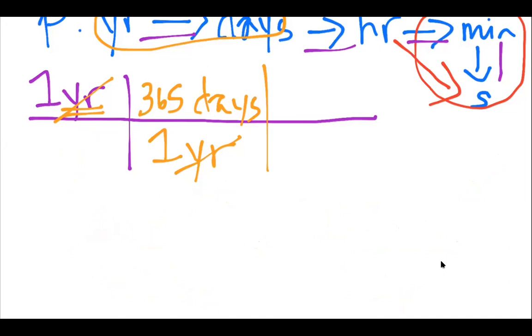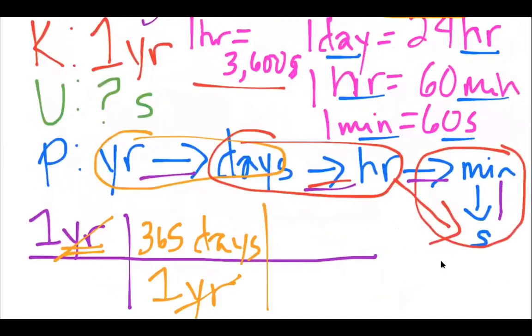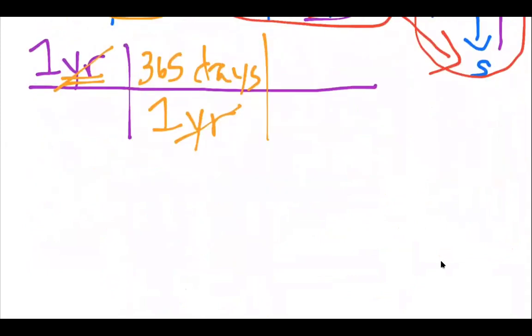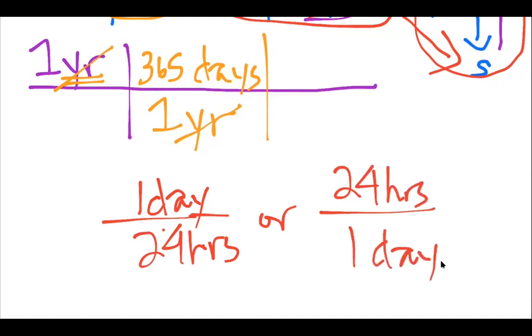My next one in my plan, let's go back up to our plan here. My next step in the plan was to go from days to hours. That's my next arrow right here. And if we go up here and look, my conversion factor is 1 day equals 24 hours. Okay. So again, I can write the day on top and the hours on bottom, or I can do it the other way with the hours on top and the day on the bottom. Now, based on what we just looked at with the first conversion factor, which one do you guys think we're going to use for this one?